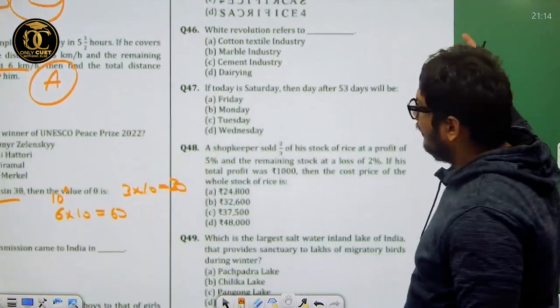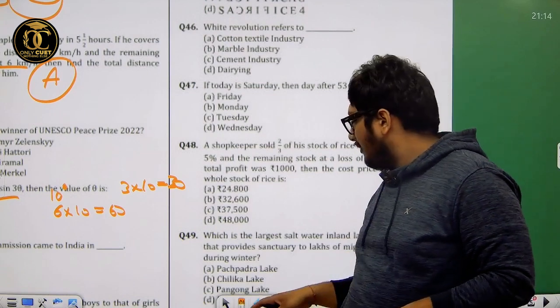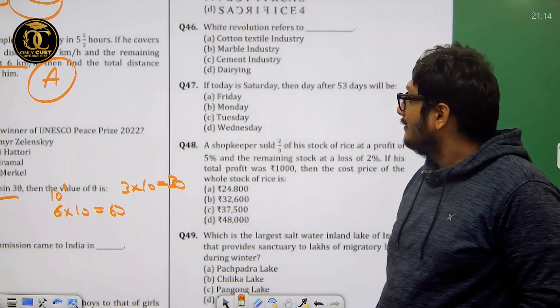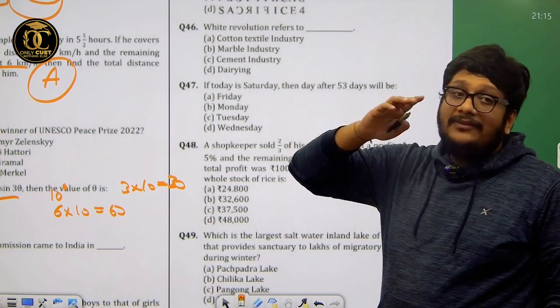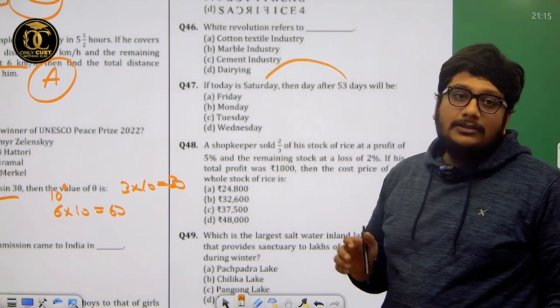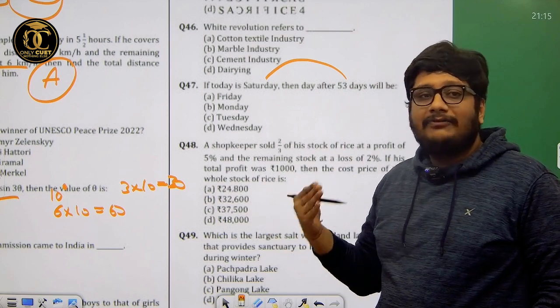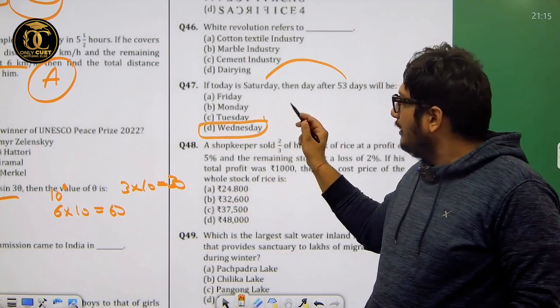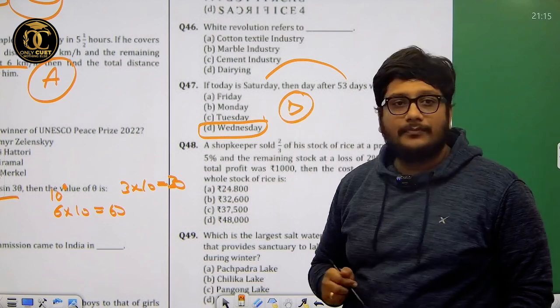If today is Saturday, then what will be the day after 53 days? See, day after 53 days. Now, we very well know after 49 days, it will again be Saturday. So we have to just worry for 4 days. After Saturday, 4 days would be Sunday, Monday, Tuesday, Wednesday. So option D is the correct answer, Wednesday.